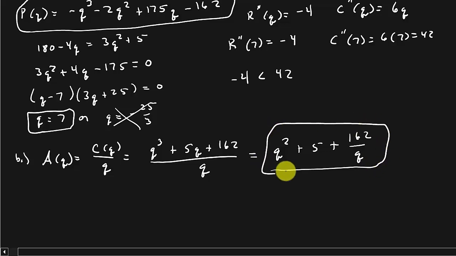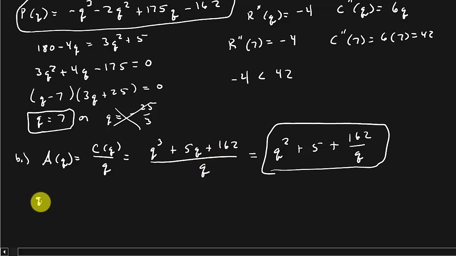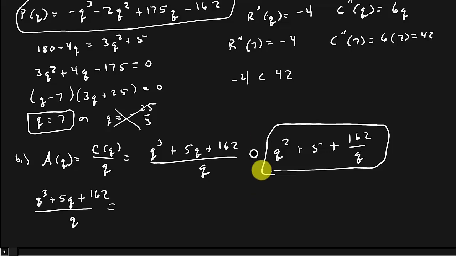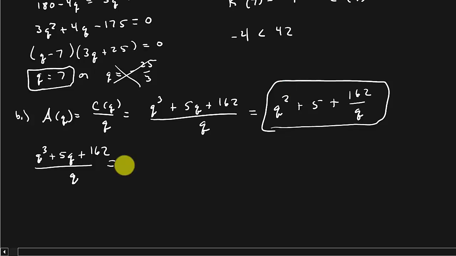And so remember, to find the minimum, we take the average cost, Q to the third plus 5Q plus 162 over Q, and set that equal to the marginal cost, which is 3Q squared plus 5. It's just easier to solve this one than this one. That's the only reason. Just easier to solve.